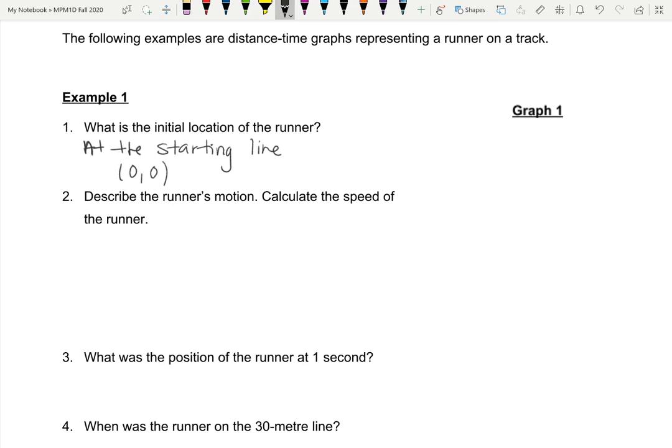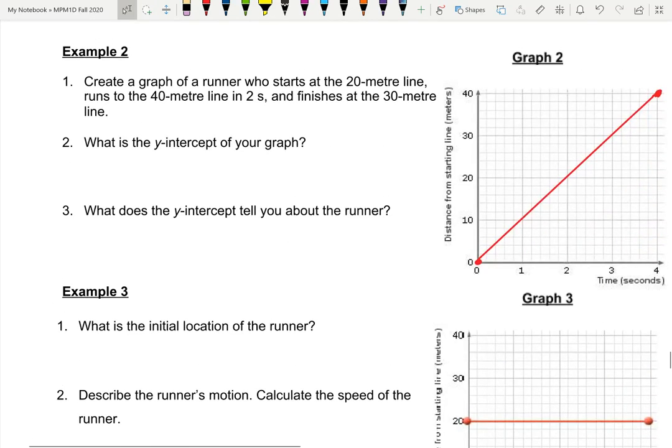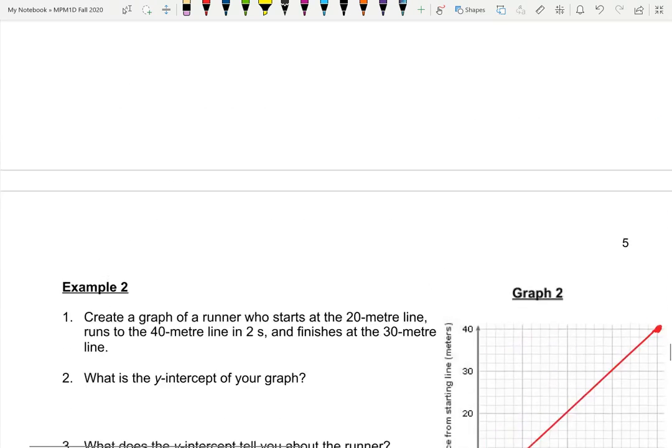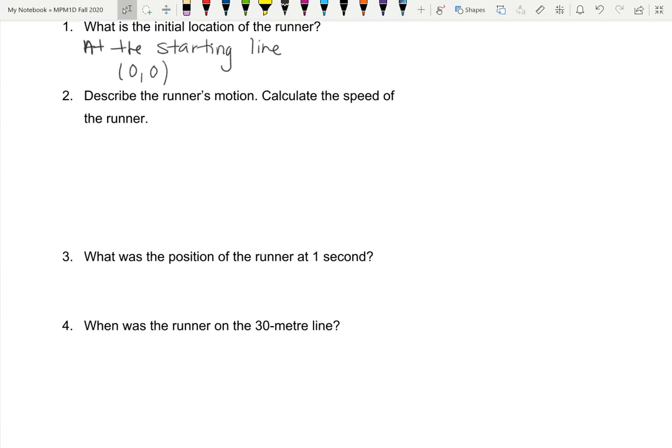So that's (0, 0). Describe the runner's motion and then calculate the speed. Because this is a straight line, it tells us that this runner is running at a constant speed the entire 4 seconds, from 0 to 4 seconds. The runner is running at a constant speed, which creates that straight line.